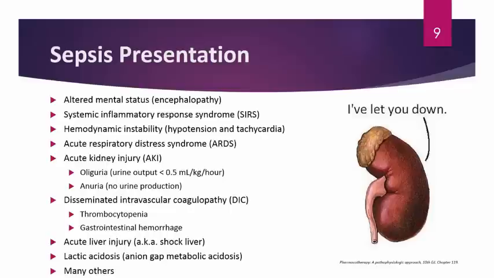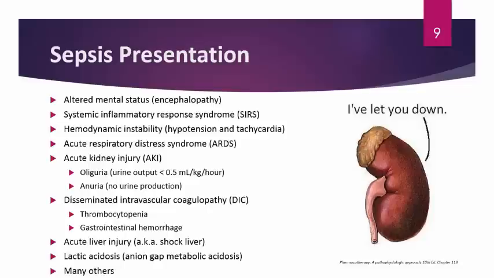If sepsis becomes really bad, you may see hemodynamic instability, such as hypotension, which is essentially a MAP, or a mean arterial pressure, less than 65, or a systolic blood pressure less than 90, or tachycardia, which is a heart rate classified above 90 beats per minute. You also may see patients develop acute respiratory distress syndrome or acute lung injury, which actually may cause them to eventually be put on the ventilator.